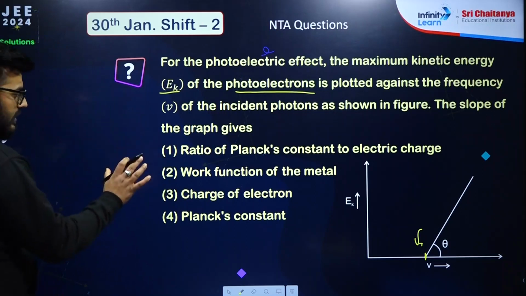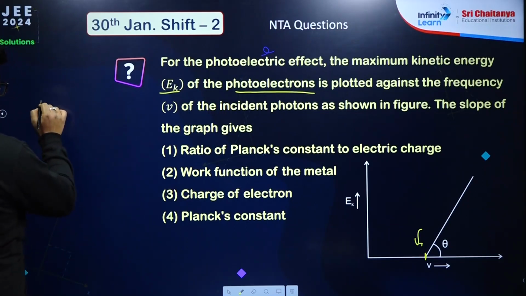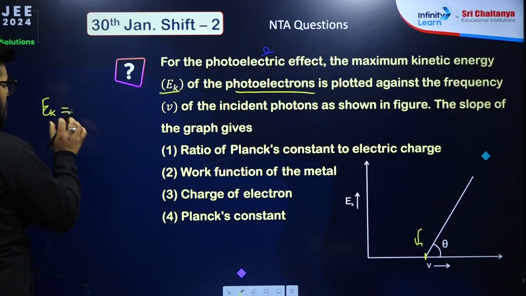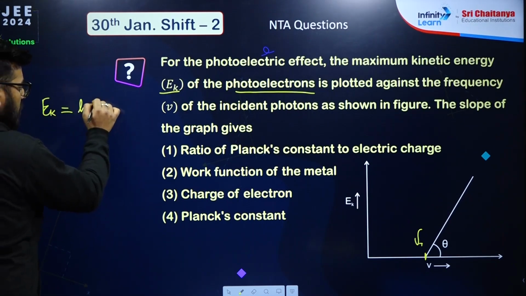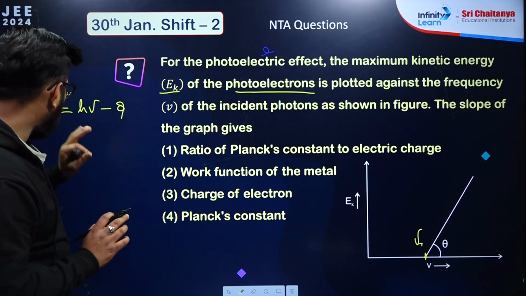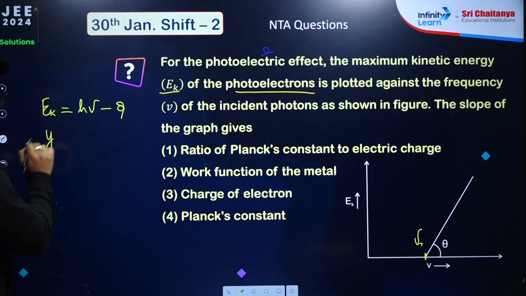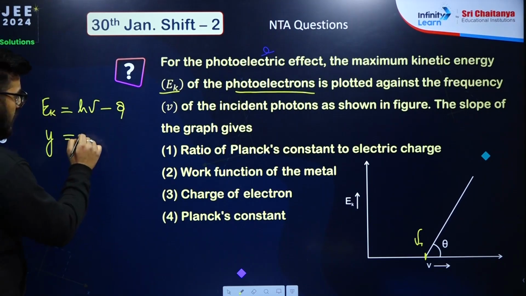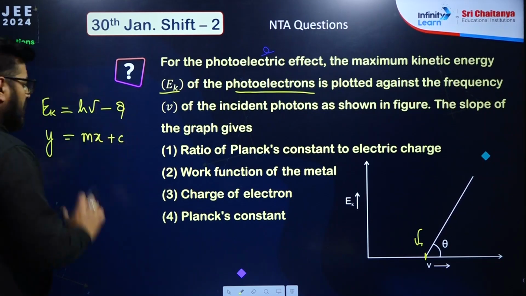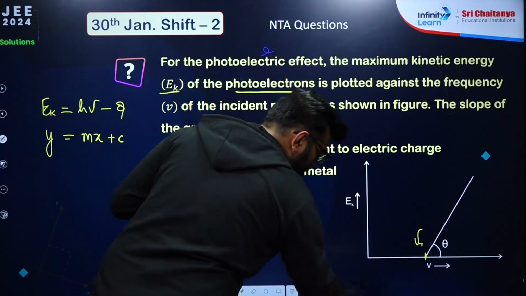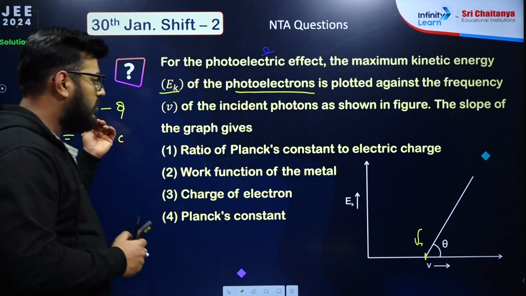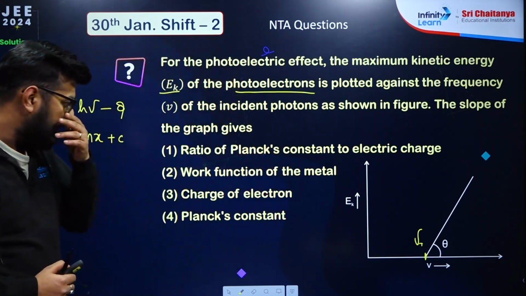So if I try to relate the kinetic energy with the frequency of the incident photons, it turns out to be Ek equals h nu minus the work function, right? Along y, this has been plotted. Along x, the frequency has been plotted. So I can just relate it like y is equal to mx plus c. And this being our intercept, your intercept can actually be calculated if you just shift it over here. And m over here will be representing your h.